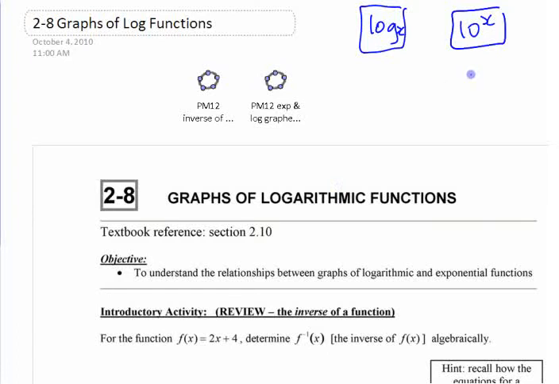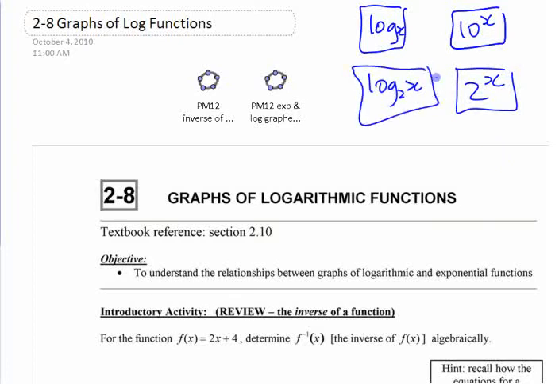You don't have these buttons, but 2 to the x would be the inverse of what button if you did have it? Log base 2 of x, right? And in theory, in grade 11, you know what the inverse of a function is? Well, before grade 11, you learn what the inverse of a function is. You probably learn it in grade 2 or something like that.